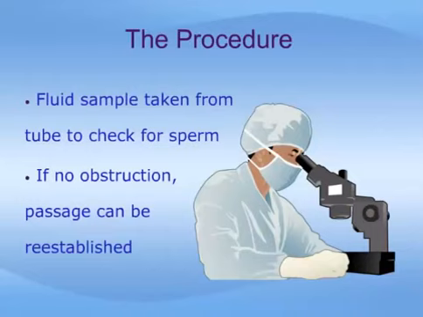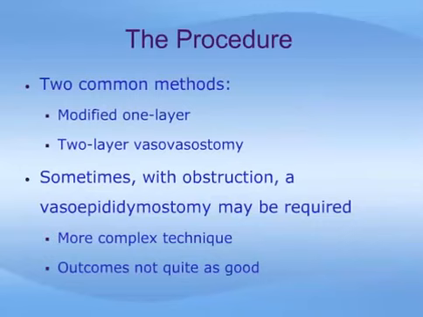If there is no fluid or obstruction is otherwise found, then the vas may have to be cut further back toward the testicle until an open channel is found. This process may carry all the way back to the epididymis, thus necessitating a vasoepididymostomy. There are two widely used techniques for vasectomy reversal: the modified one-layer and the two-layer vasovasostomy. Some surgeons may perform a modified one-layer closure without an operating microscope, though most do use one.